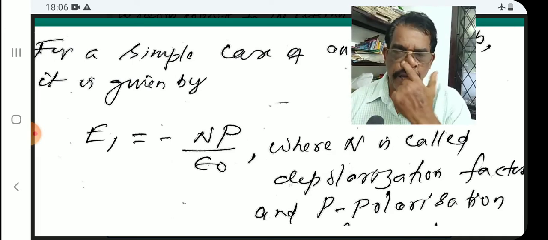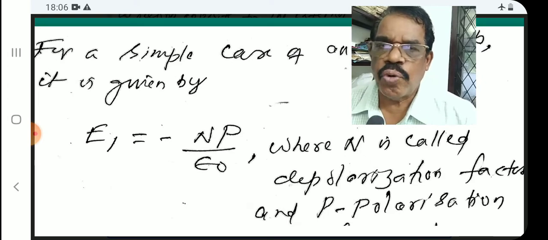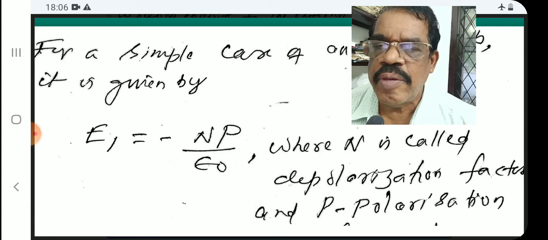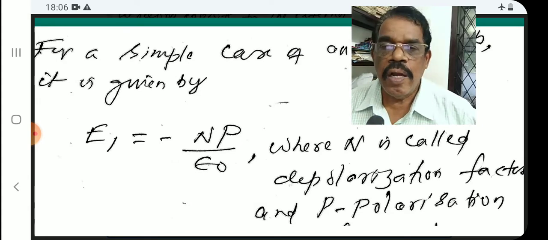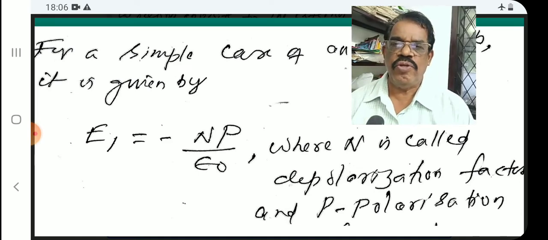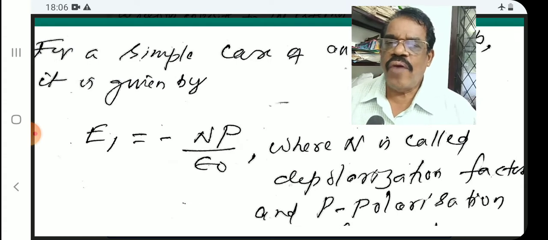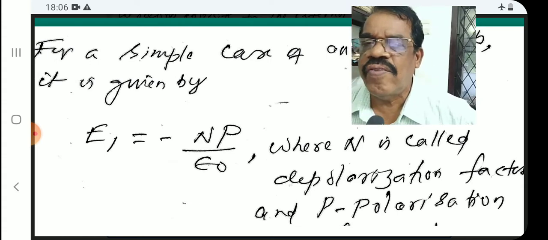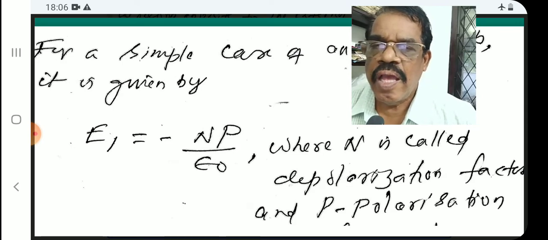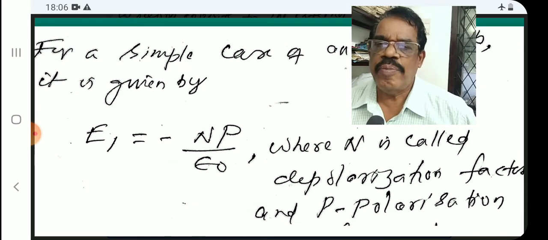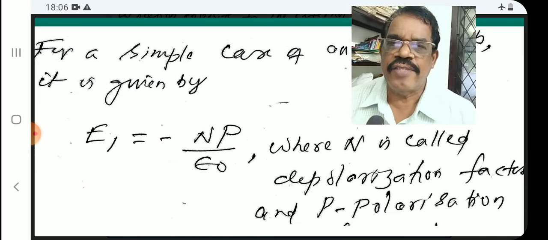Now we write the depolarization field E1 as E1 equal to minus NP by epsilon 0, where N is called the depolarization factor, not Avogadro number, and P is the polarization vector. Epsilon 0 is the permittivity of free space. So the depolarization field can be written as E1 is minus NP by epsilon 0, where N is the depolarization factor and P the polarization. Usually it is taken as 1.